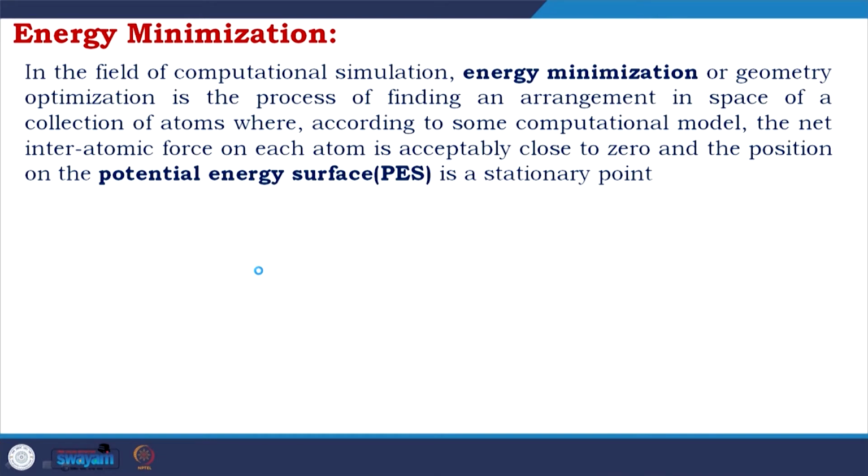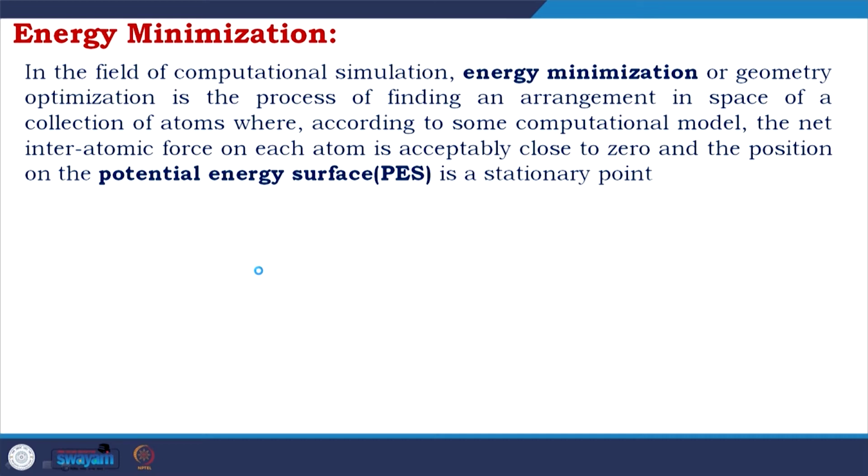Now, we will discuss another thing which is again very critical, probably the most critical thing in biology, which is energy minimization. Before going into biology, in general, energy minimization in the field of computational simulation, also called geometry optimization, is a process to find an arrangement in space of a collection of atoms where, according to some computational model, the net interatomic force on each atom is acceptably close to 0 and the position on the potential energy surface is a stationary point.